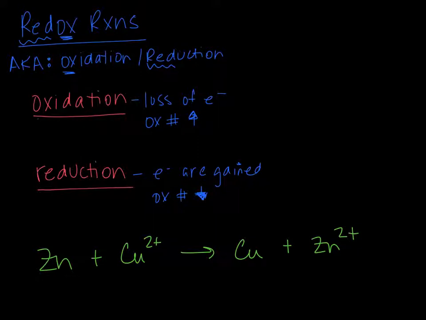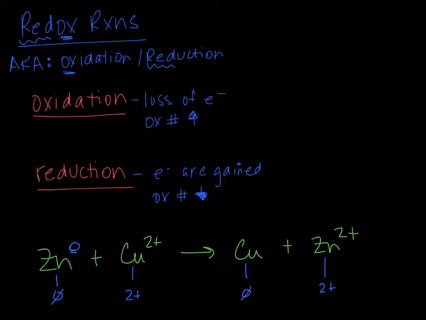If we look at this, then we can find the oxidation numbers for each of these. So the oxidation number for this zinc is going to be 0 because there's no charge on it, right? There's no charge up here. And the oxidation number for this copper is 2+. The oxidation number for this copper is 0. And then the oxidation number for this zinc is 2+. And we can then look and analyze and see what's happening.